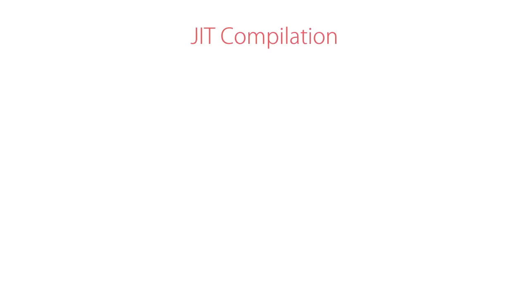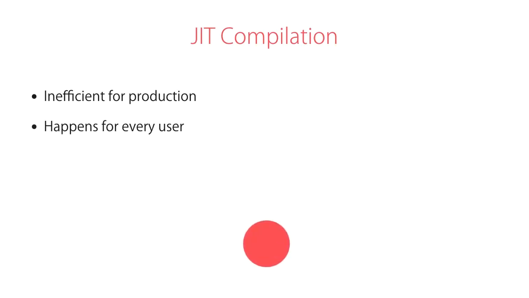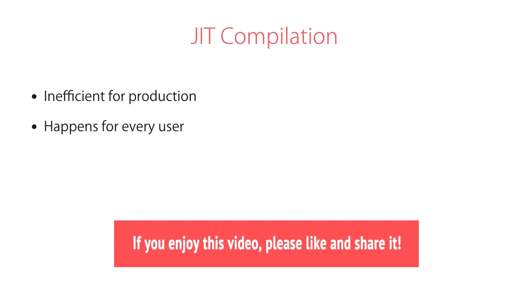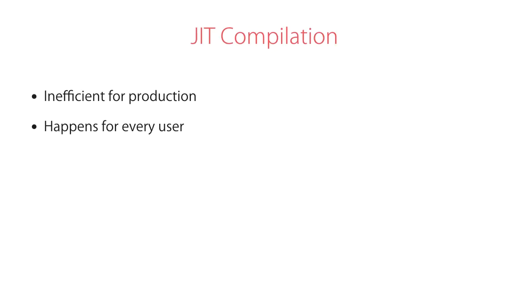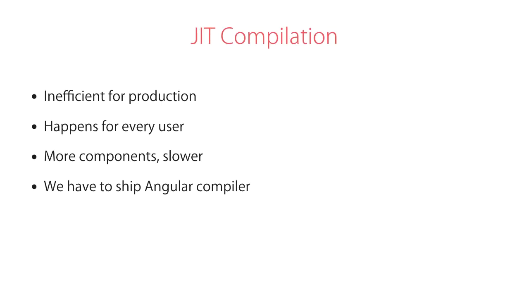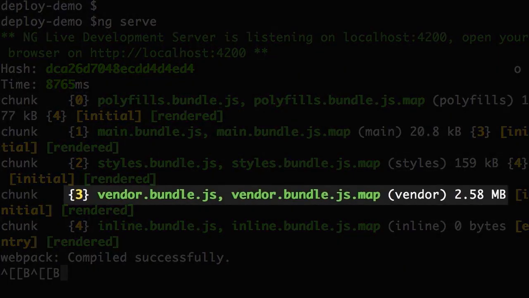Now, this just-in-time compilation is perfectly fine when we are developing an application on our local machine, but it's very inefficient for a production environment because this compilation step is going to happen for every user of our application. Every time a user lands on our application, the Angular compiler is going to walk down the tree of our components and compile all these components and their templates. You can imagine, as the number of our components increases, or as our templates get more complex, this compilation step is going to take longer. Also, for this very reason, we have to ship the Angular compiler as part of the vendor bundle. And this is why our vendor bundle is 2.5 megabytes, even for a simple application, because almost half of this bundle is dedicated to the Angular compiler.